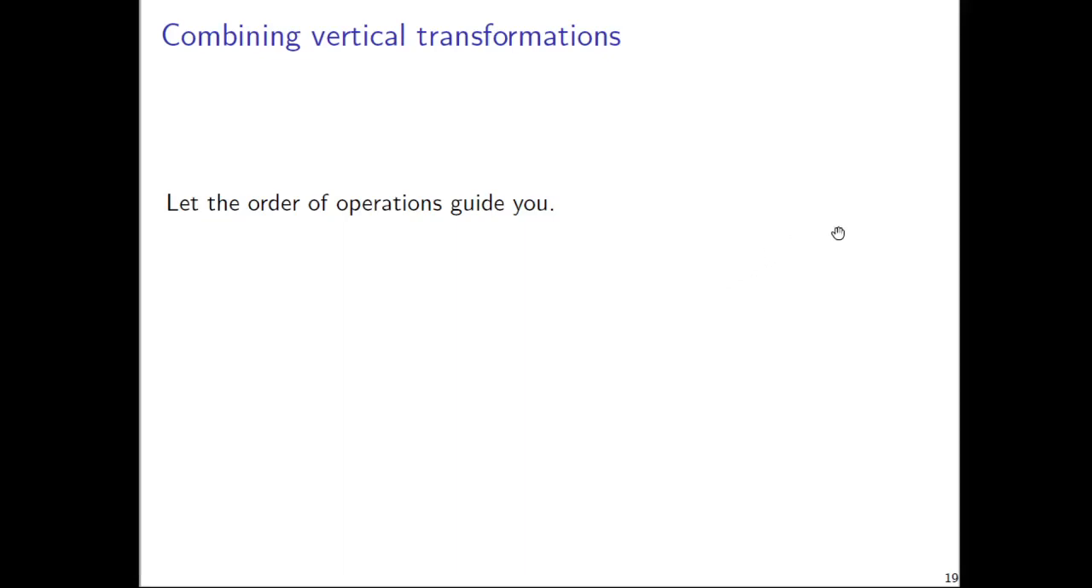Now let's talk about doing two vertical transformations in the same graph transformation problem. Basically, let the order of operations guide you. So if you know the graph of y equals f of x, in order to graph y equals c times f of x plus d, notice here the times comes first before the plus. So let's take care of the times.